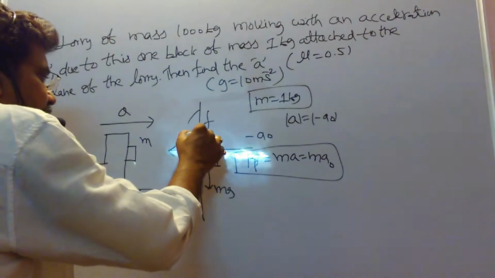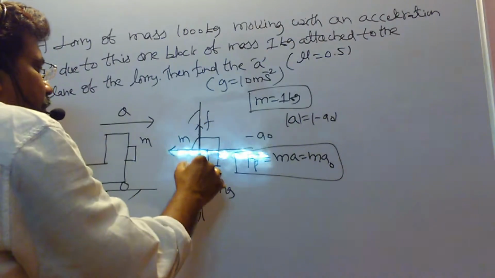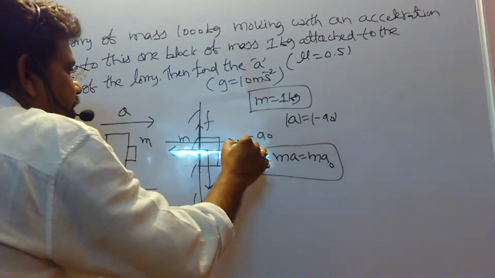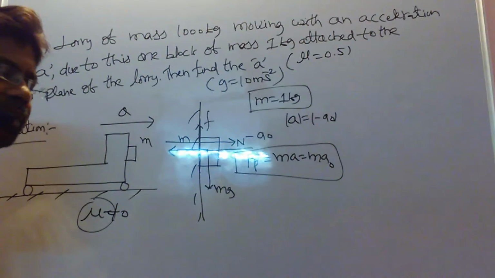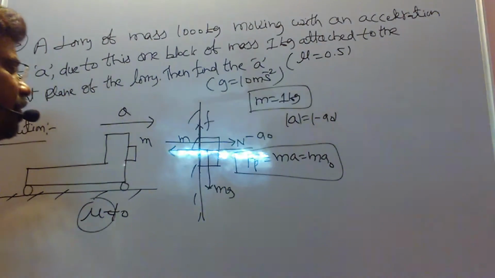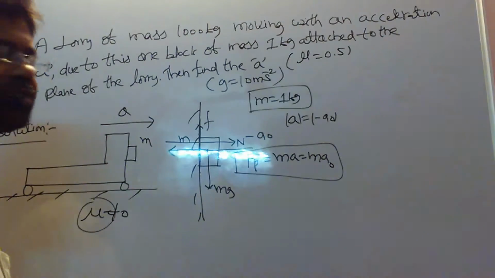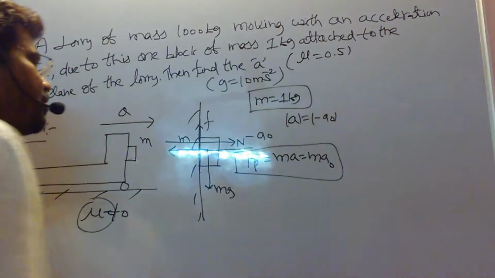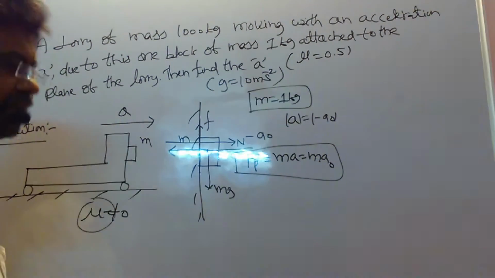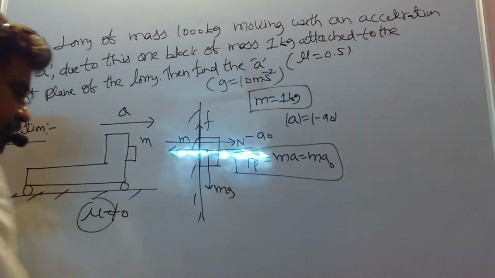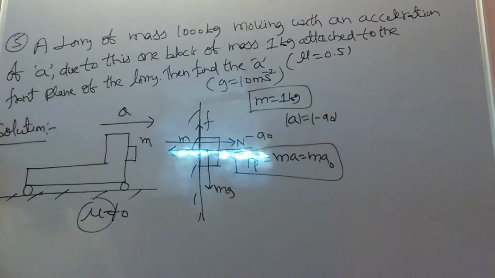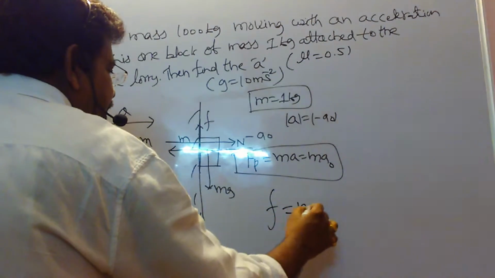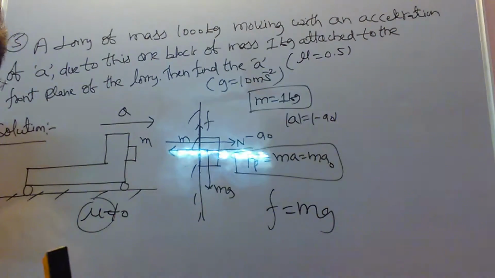So this is the plane of contact. Perpendicular to the plane of contact, the generated force is called normal reaction. I had already told you about the horizontal plane case. So here the frictional force balances the weight mg, and due to that only the block does not fall. Here the g value is given as 10 meter per second square.